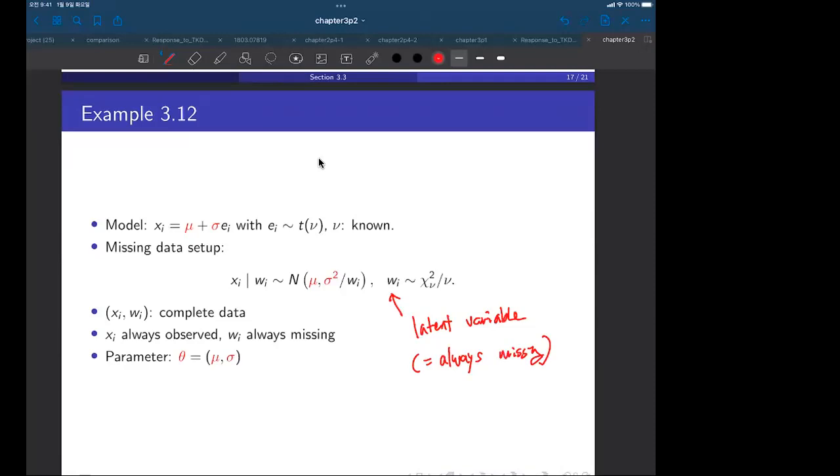So how to do that? Well, you can easily specify, given W, minus mu and sigma.